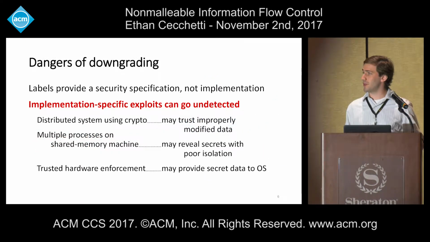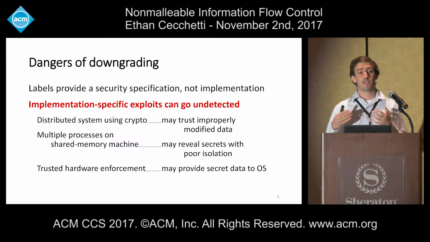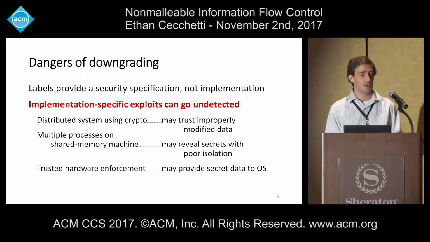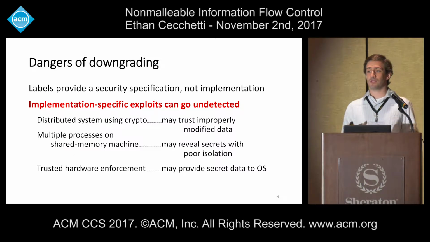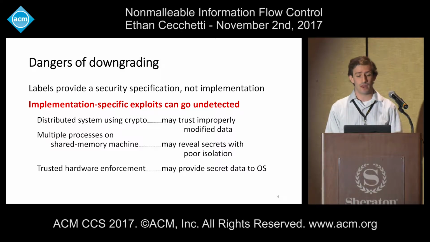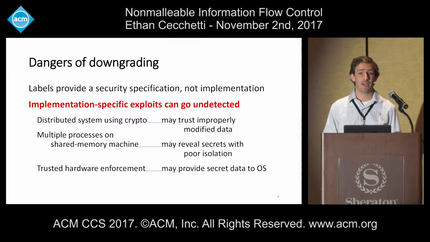There are a few reasons for this, but one of them stems from the fact that information flow labels provide a specification of the security of a program. They don't prescribe any particular implementation. And one of the benefits of this is that they can be used to make sure there aren't any implementation specific exploits. But if we allow for downgrading, then those implementation specific exploits may go completely undetected.